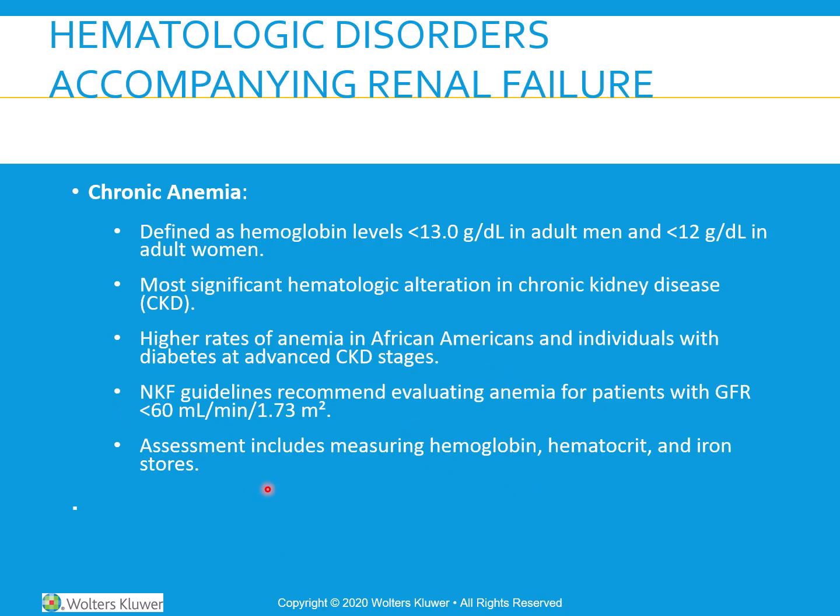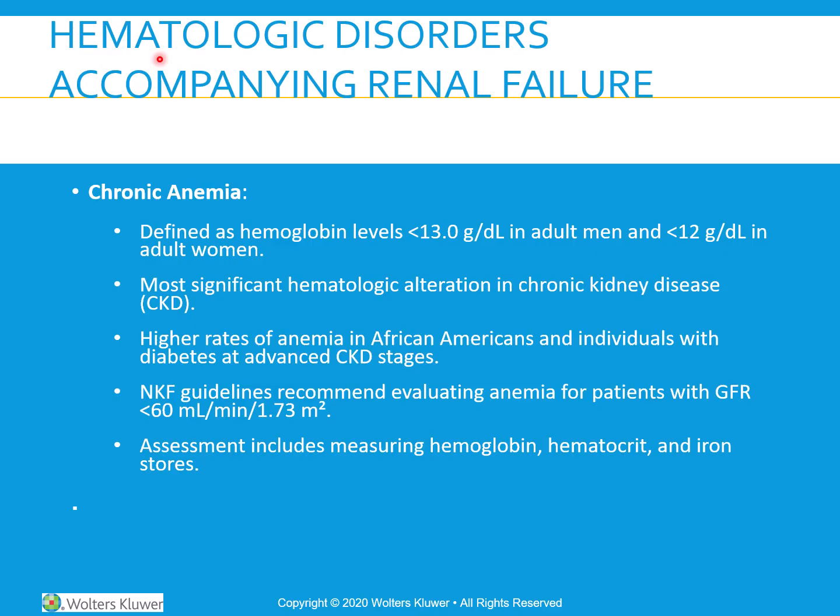So even before we have really severe kidney function loss, we'll start to see those effects of anemia. Because again, a GFR level of 60 is pretty early in that progression of CKD. Assessment of anemia includes measuring things like hemoglobin, hematocrit, and iron levels. The anemia that we see in CKD is due to a lot of different factors. It can be from chronic blood loss that we see in maybe patients with bleeding disorders or from dialysis.